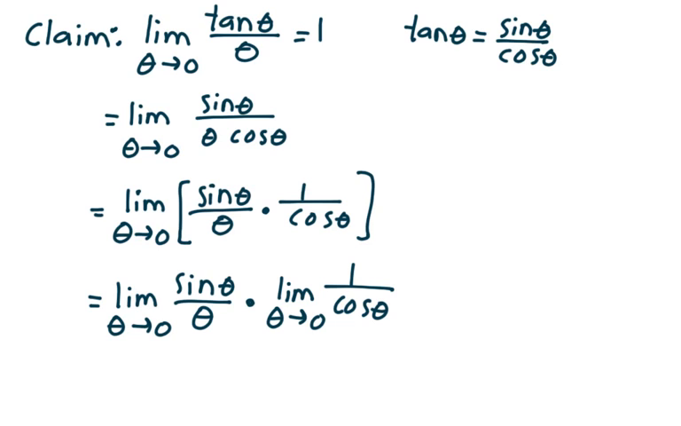Now, remember that tangent theta is equal to sine theta over cosine theta, right? And so I can rewrite this limit as follows. This is equal to the limit as theta goes to 0 of sine theta divided by theta cosine theta, which is equal to the limit as theta goes to 0 of sine theta over theta times 1 over cosine theta. And so I can break this up as follows. So this is the limit as theta goes to 0 of sine theta over theta times the limit as theta goes to 0 of 1 over cosine theta.